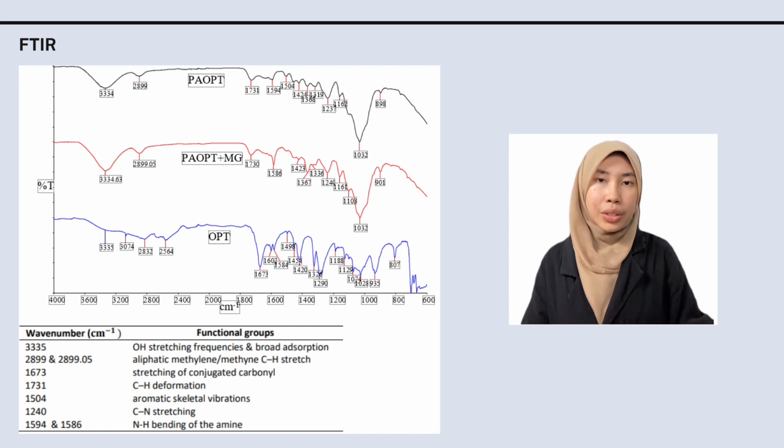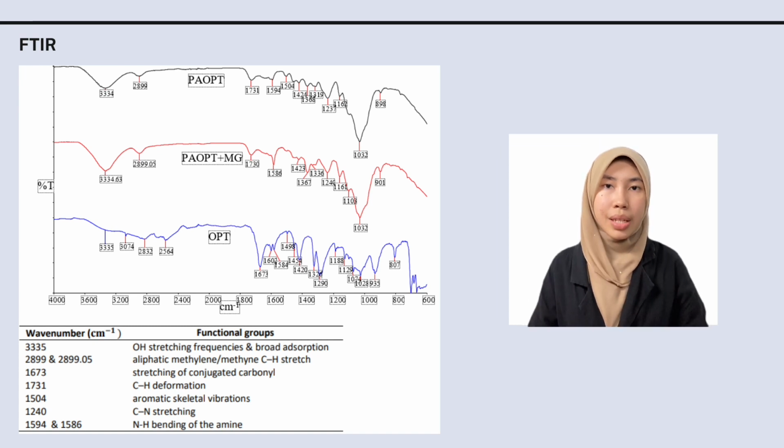After OPT was treated with phosphoric acid, this peak disappeared, which suggests that carboxylic and ester linkage in hemicellulose and lignin was broken. For PaOPT, the spectra show a considerable drop in band intensity at wave number 1731 for CH deformation and 1504 for aromatic skeletal vibrations. This suggests the aromatic structure of lignin had been broken down.